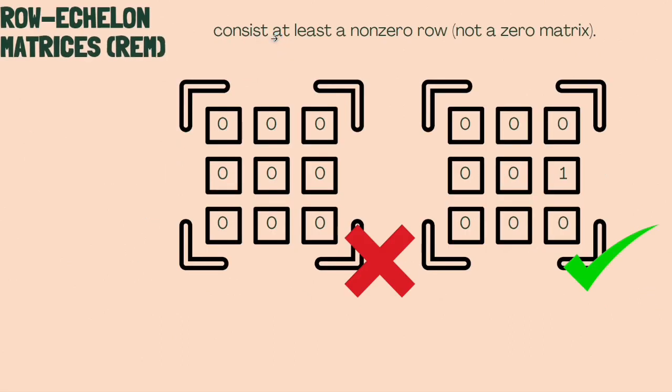Okay, the first one is that it consists of at least one non-zero row. That means the matrix cannot be all zero. It needs to have at least one number which is not zero, any number other than zero. That's the first property that we need to follow.